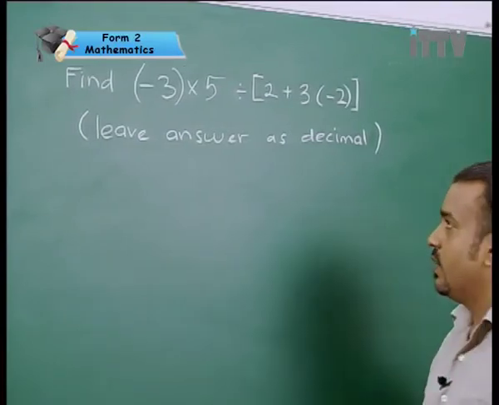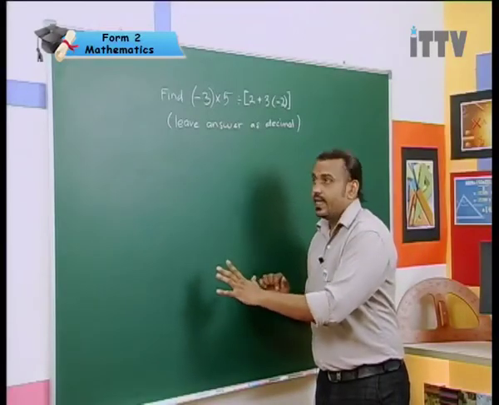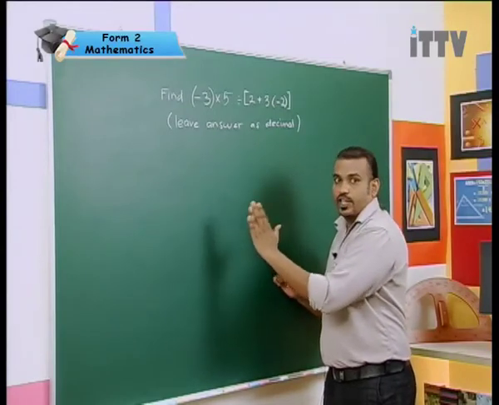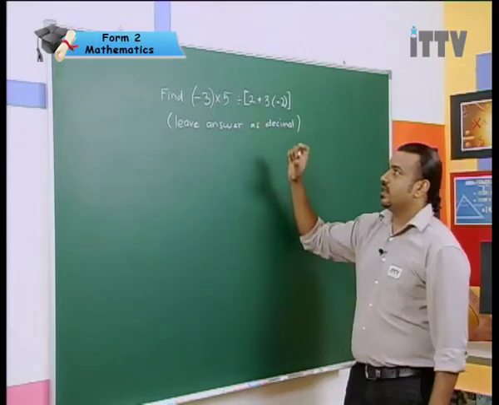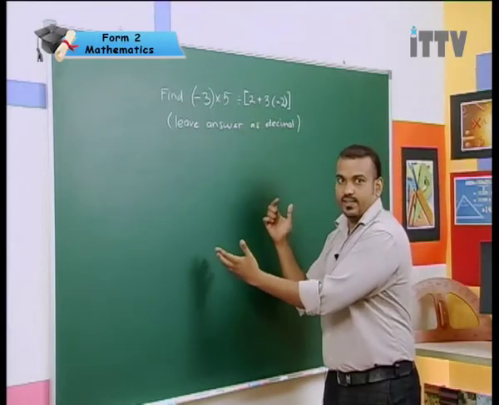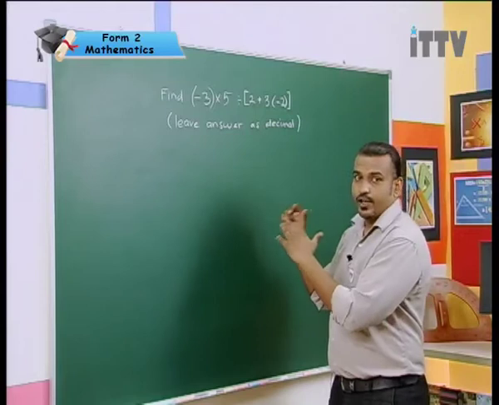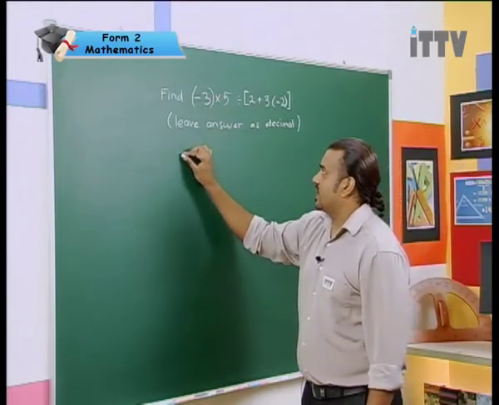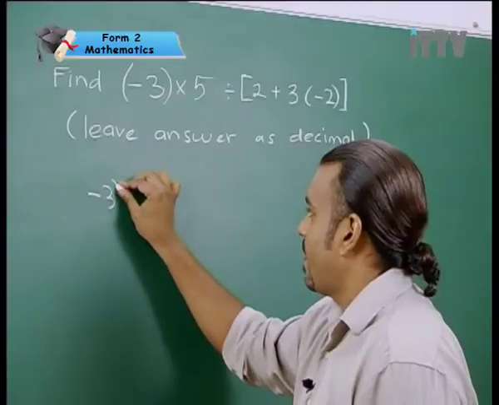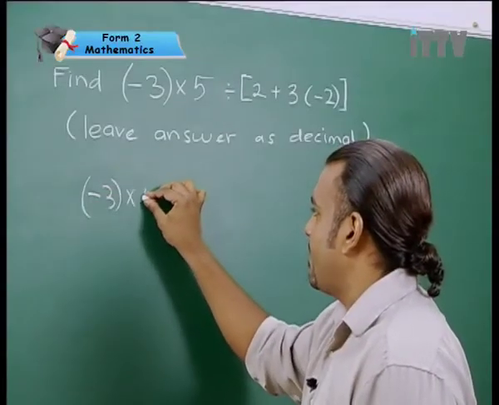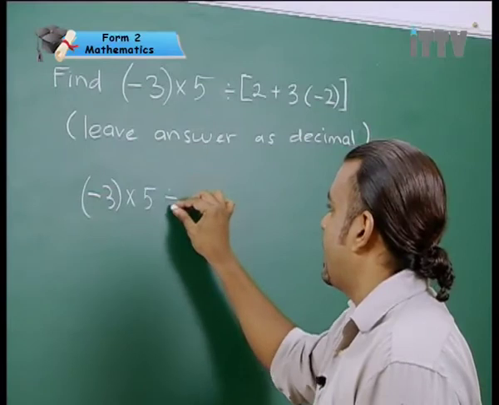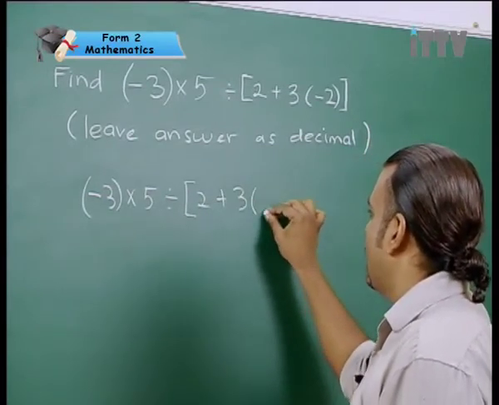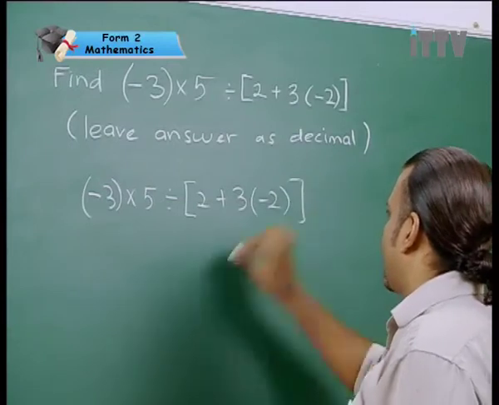Okay? So now I want you to try it out first, and after you've tried this question out by yourself, then I want you to continue viewing and see what your answer is compared to us. Alright? So I'm going to continue doing it now. Let me write back the question. Negative 3 multiplied by 5 divided by 2 plus 3 bracket negative 2 bracket again.